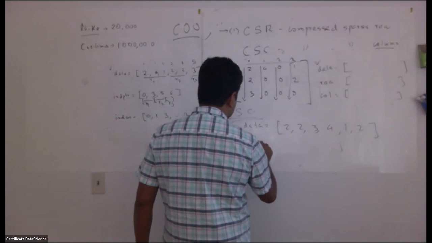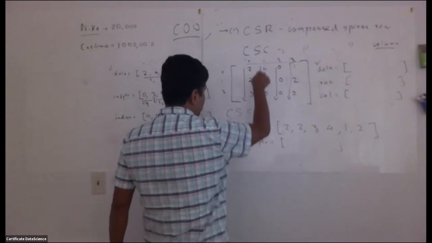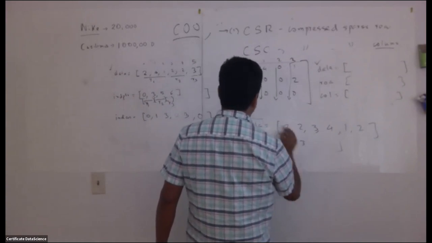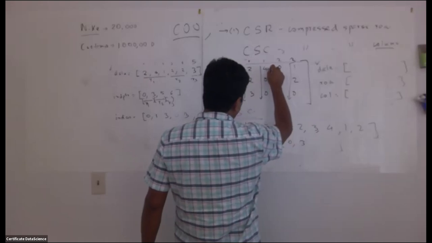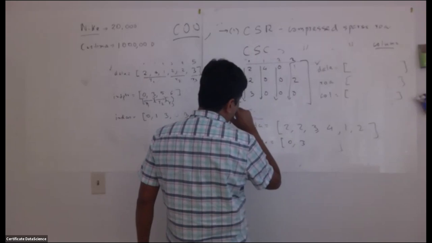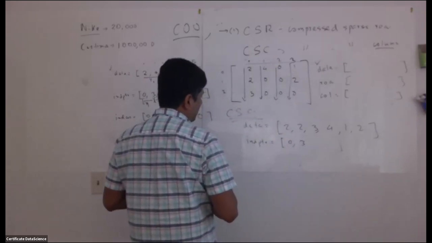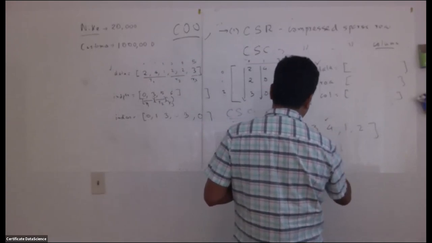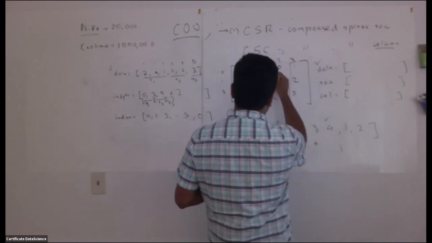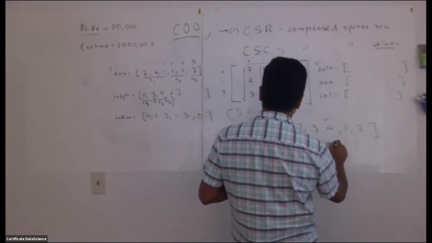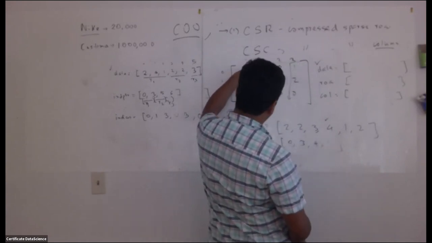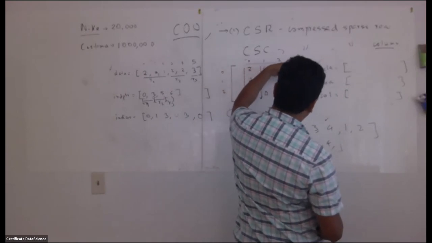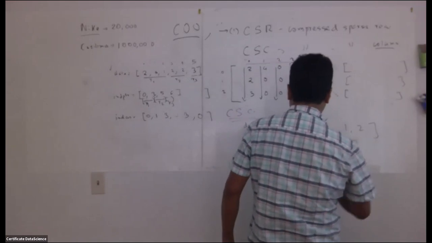The index pointer would be different in this way now. So 0, 1, 2, 3. So 0, 3, at 3 it ends. 3 to 4. Then 4, 4, 5, 6. There is nothing here, 4 is after 4. 0, 1, 2, 3. 3 to 4. 4 to 4, there is nothing. That's what it means. 4, 5, 6, 7. So it will be like this.